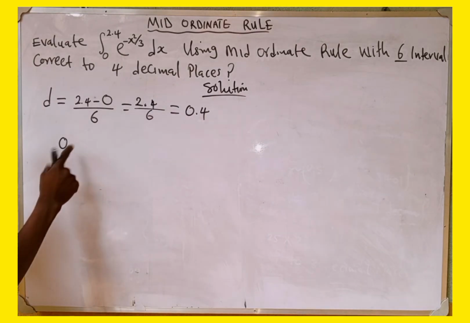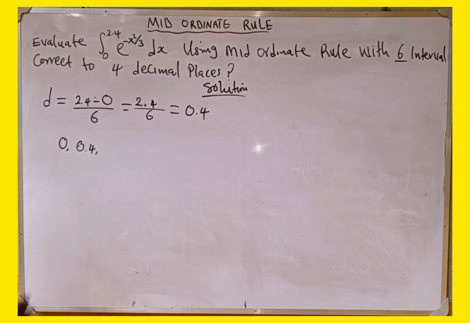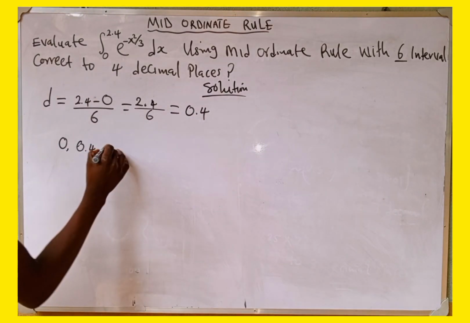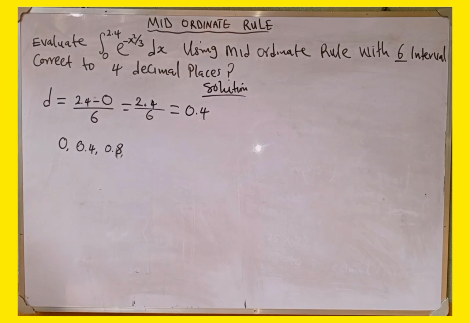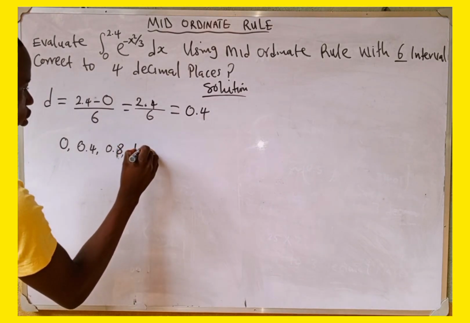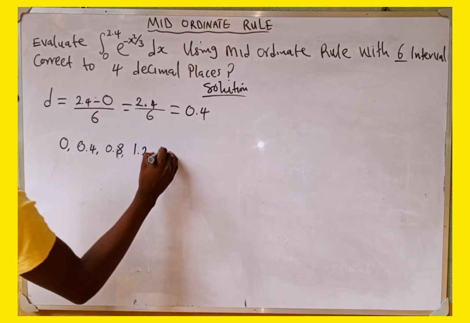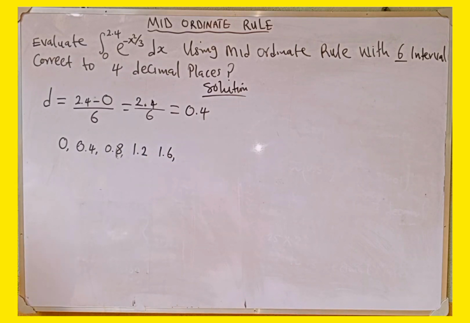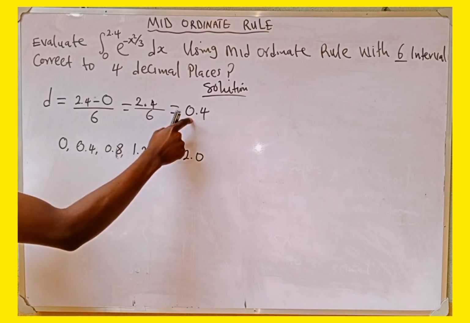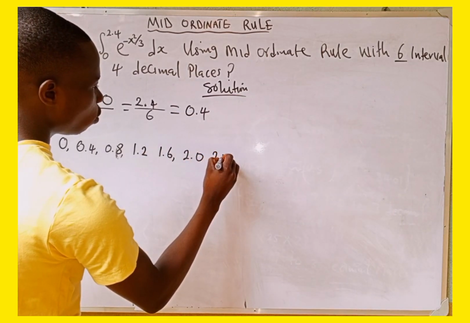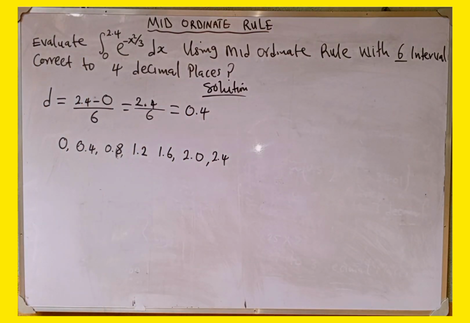If you add 0.4 to 0, it gives us 0.4, comma. Add 0.4 to 0.4 gives us 0.8. Then add 0.4 to 0.8 gives us 1.2. Then add 1.2 to 0.4 gives us 1.6. Then adding 0.4 to 1.6 gives us 2.0. Then add 2.0 to 0.4 gives us 2.4. And remember, the upper limit is 2.4. So we have successfully obtained the ordinates.